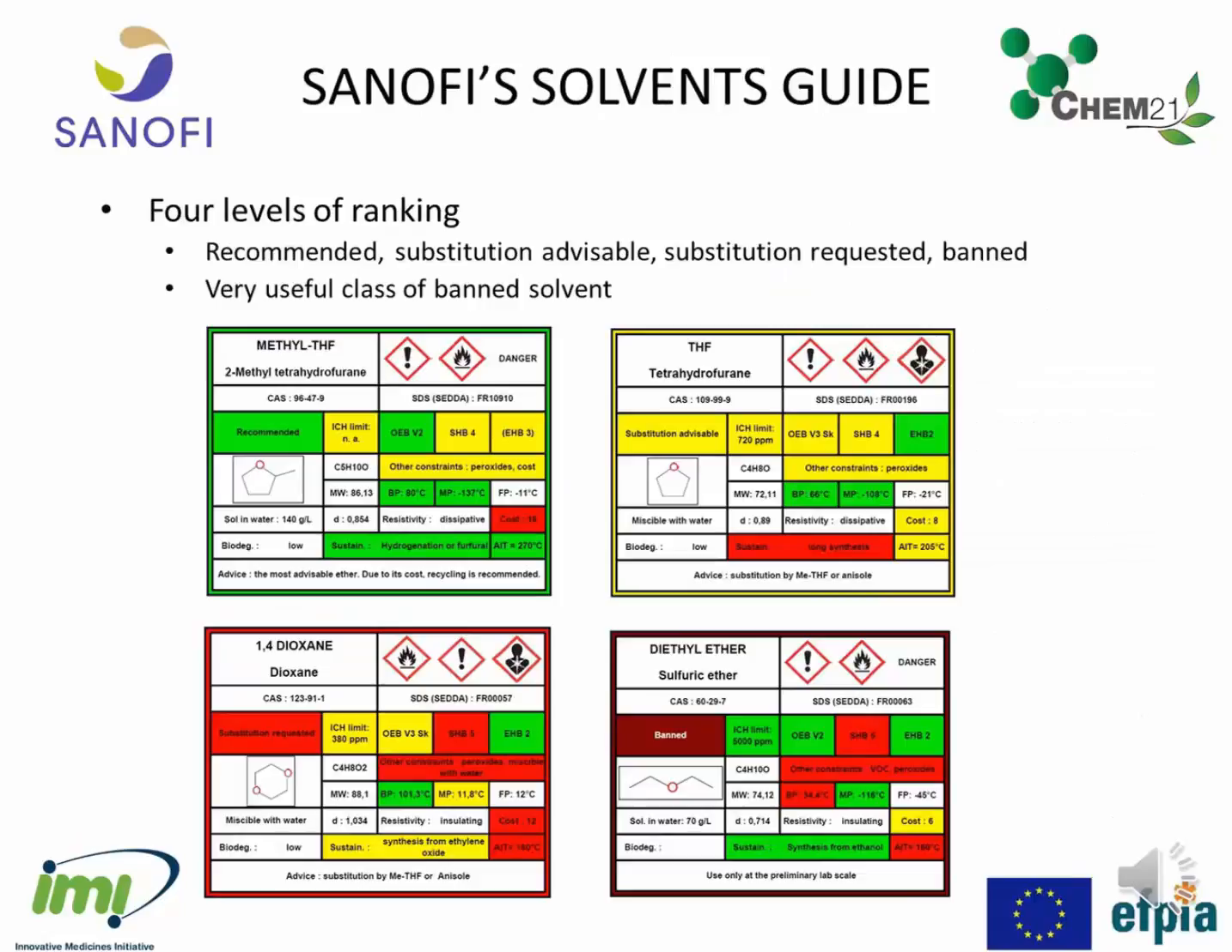The originality of our guide is the 4 levels of ranking: recommended, substitution advisable, substitution requested, and banned. This class of banned solvent is very useful. These solvents, such as benzene, carbon tetrachloride, or here diethyl ether, are not allowed for scale-up of new processes, even in the kilolab.